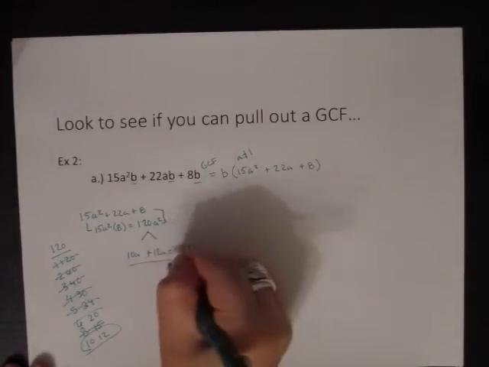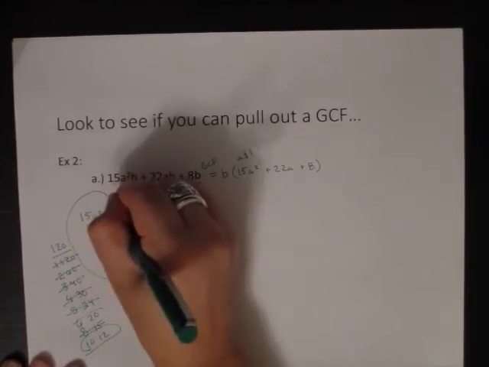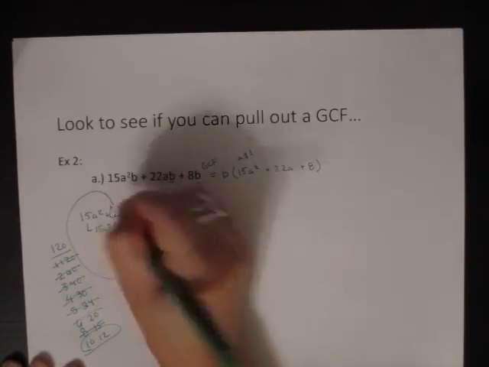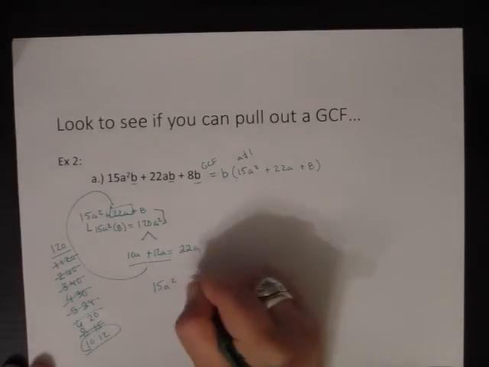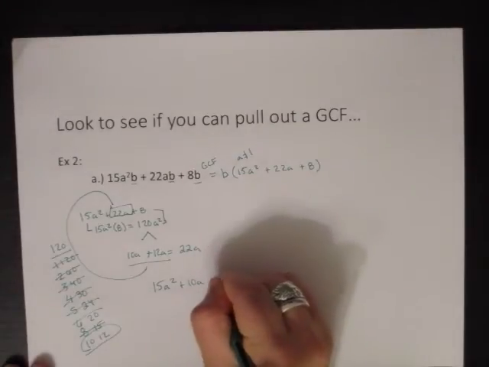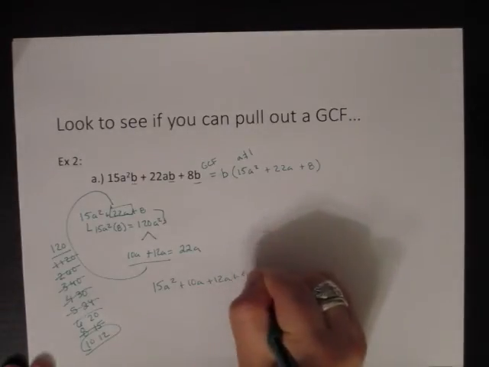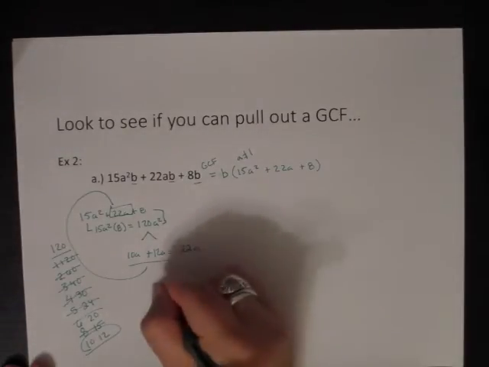So now I take this, I replace it in for my b, so I can have 4 terms. So I have 15a squared plus 10a plus 12a plus 8. Now I've got my 4 terms, so I can group.